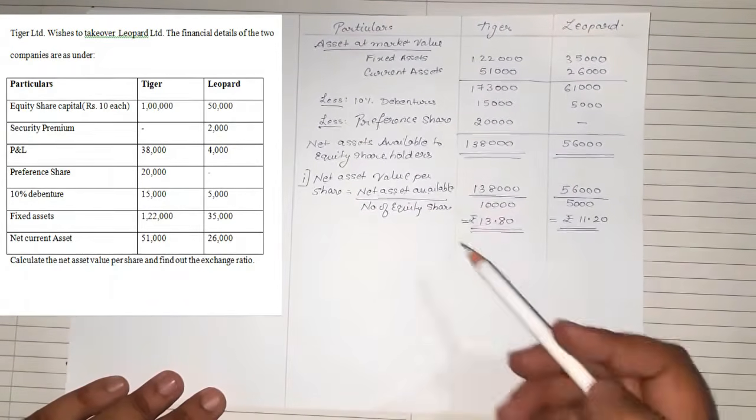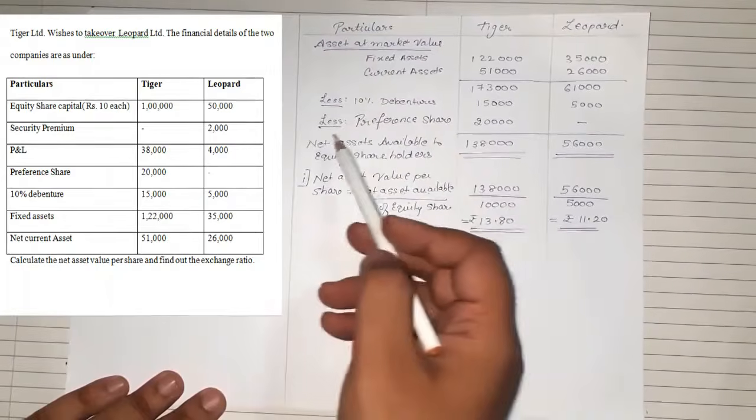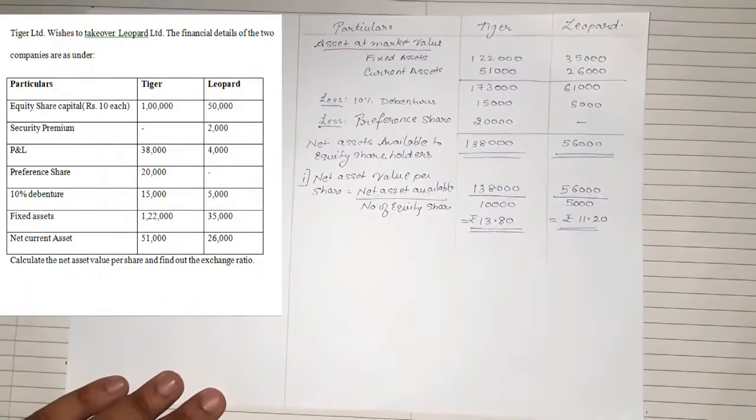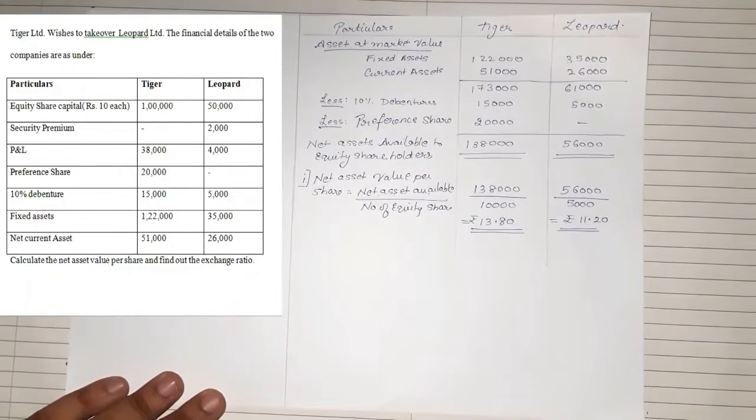Okay, this is what you need to solve. You need to take all the asset, less all the liability, less all preference share. Whatever value you get is your net asset available to the equity shareholder, divided by the number of shares. You get the value of share as per net asset method. That's the first part of the sum.